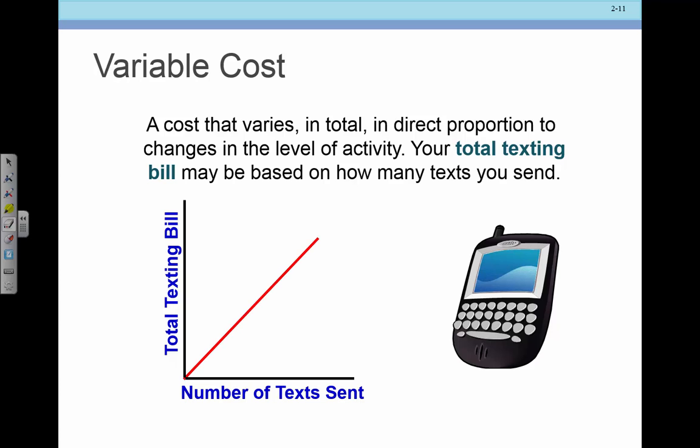New concept. Variable versus fixed costs. We are going to work with this all semester, so listen up. Every cost can be identified as either variable, fixed, or mixed. Every cost, product and period. But they behave differently.